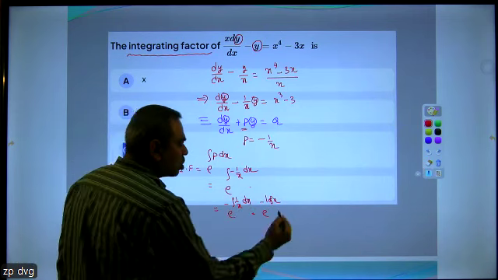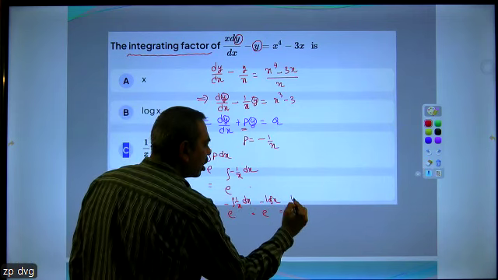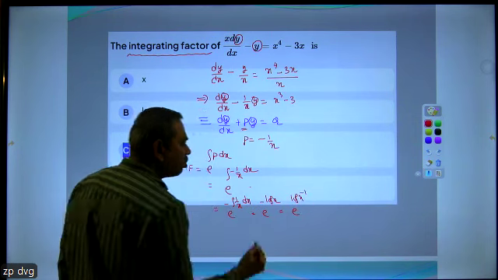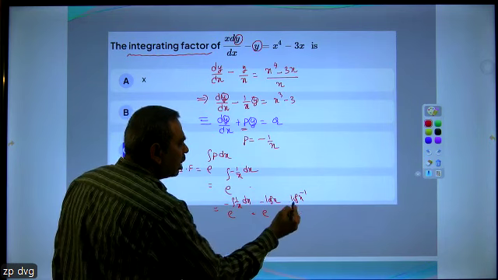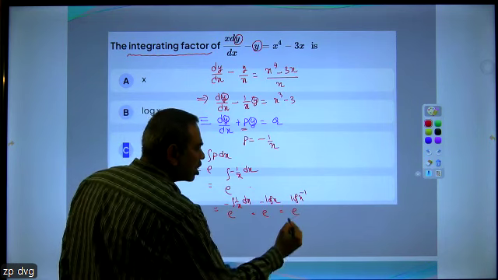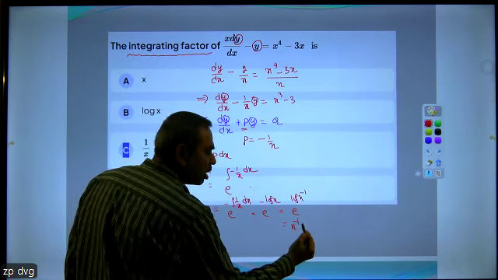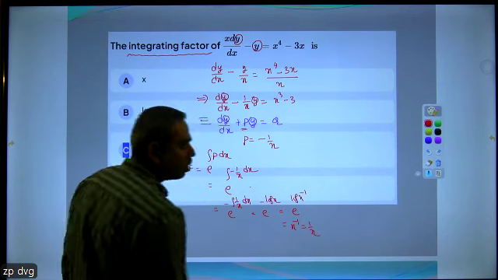So it is minus, and we can write it like this: e to the power log x to the power minus 1. Because beside the logarithm, whatever value is there goes to the power. So if e power log x is x, then e power log of x power minus 1 is nothing but x power minus 1. That is the answer. So x power minus 1 is nothing but 1 by x.